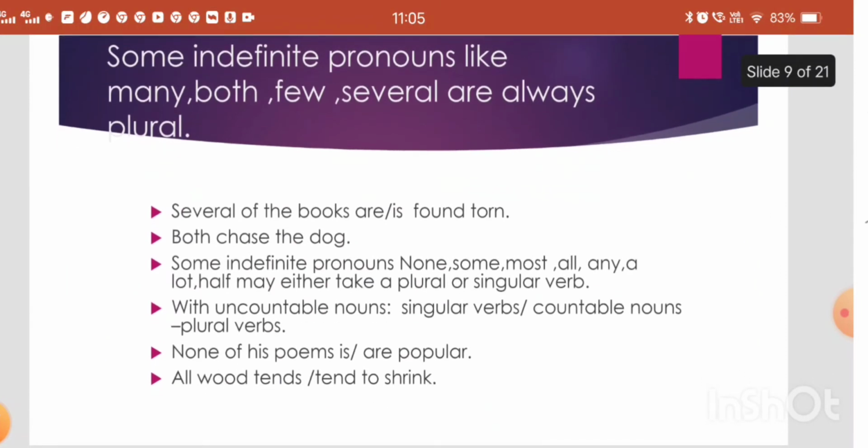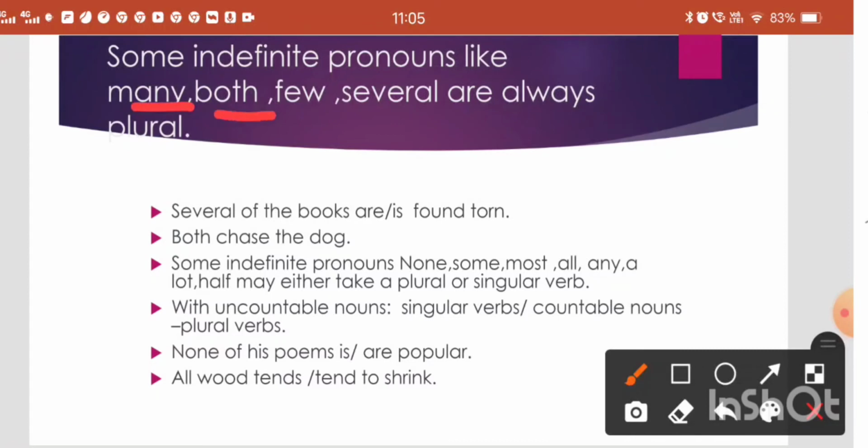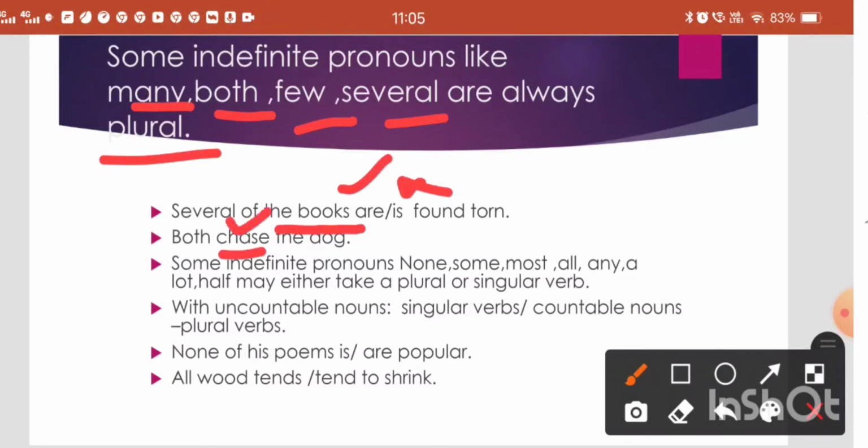Now there are some indefinite pronouns like many, both, few or several. They are always plural. Remember this. For example, "several of the books": countable nouns, so it will take a plural verb, not "is". "Both chase the dog." "Chase" is a plural verb, so it is correct.